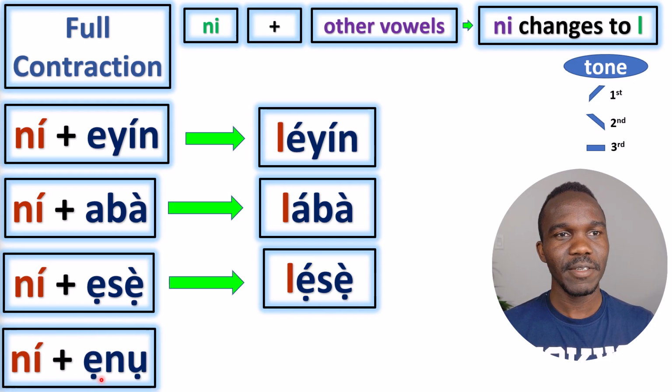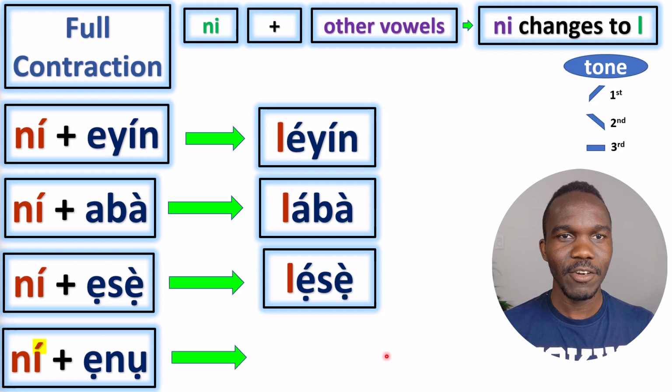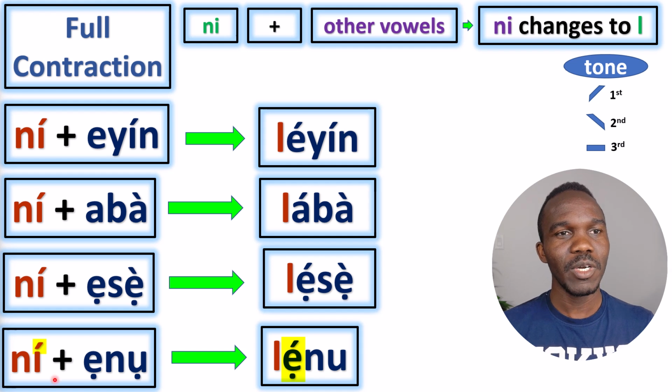That's what? Mi, re, enu. Ni, re, enu. So that's what? L. Then mi moves here. That will be what? Mi, re, lenu. Ni enu now turns to lenu. Ni eyin turns to leyin. Ni aba turns to laba. Ni ese turns to lese. And ni enu turns to lenu. Okay? Lenu. Mi, re, lenu.